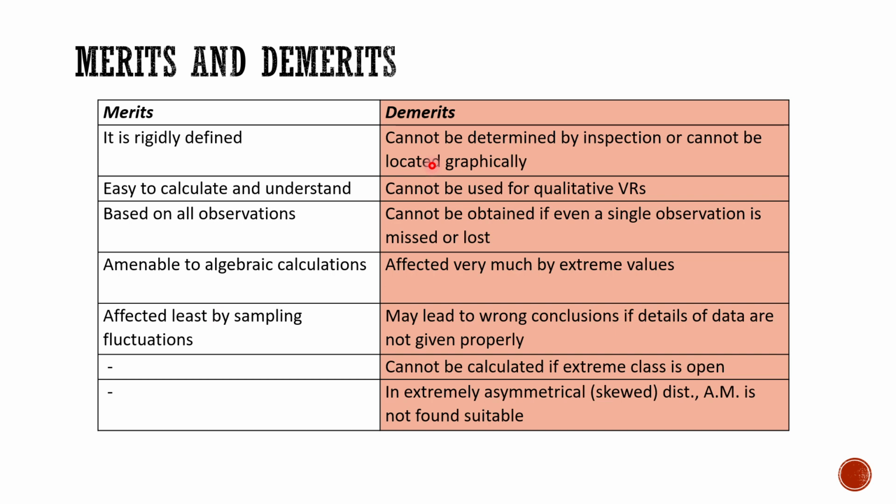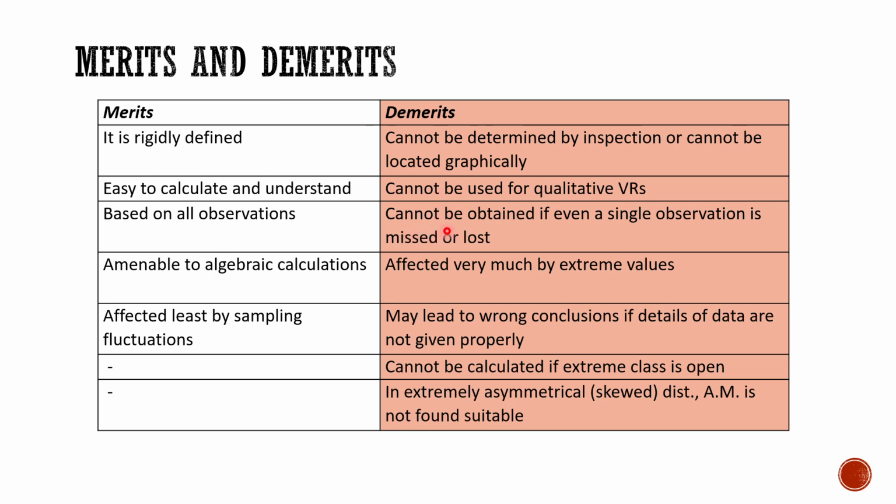Very simple. You can calculate it, you can easily understand it, but the demerits are also there. With the simplest calculation, it cannot be determined by inspection or cannot be located graphically. You cannot inspect it by plotting a graph and so on. The second demerit is it cannot be used for qualitative variables. So if you are going for arithmetic mean, it means you are having a continuous variable, or a variable that is actually having numerical properties. For qualitative variables, like sex, like gender, like education, you cannot calculate mean.